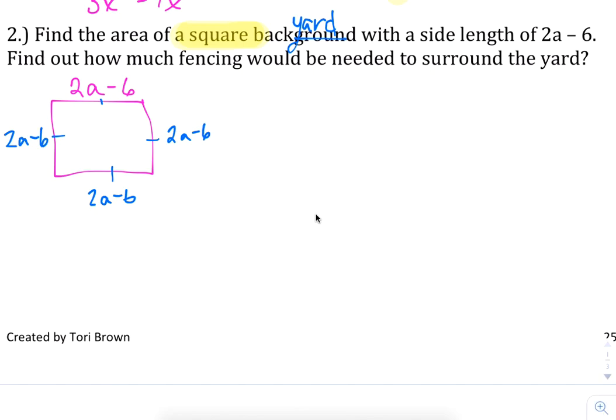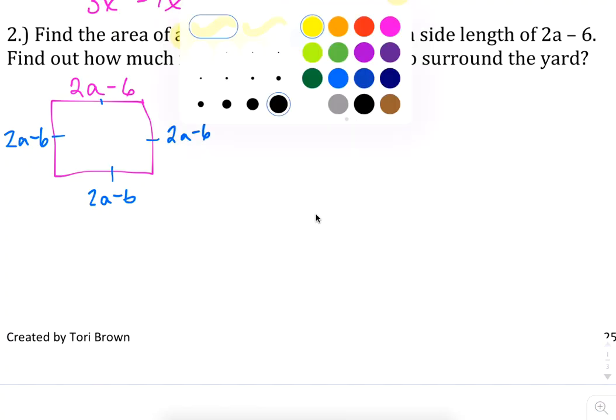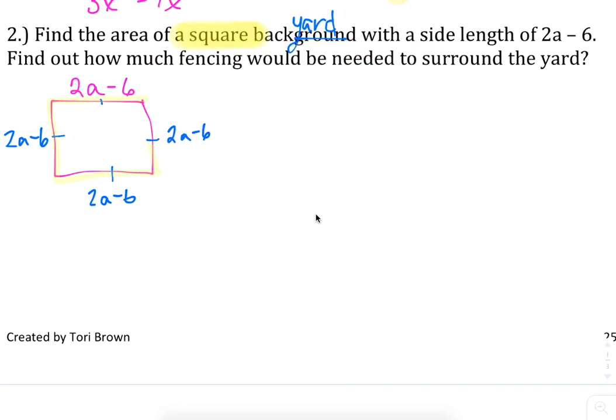All right, so the first question says, find out how much fencing would be needed to surround the yard. Well, fencing means that we're going to be going, let me grab my highlighter, means that we're going to be going around the outside. In other words, that's the perimeter. Okay, so fencing means perimeter.